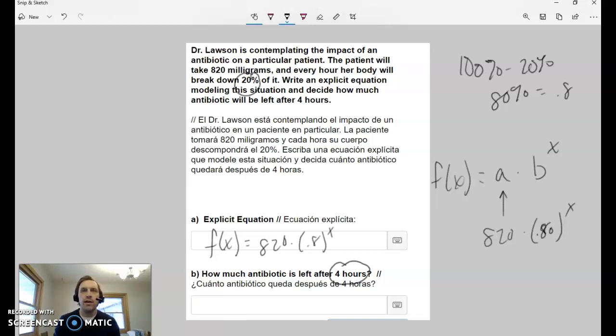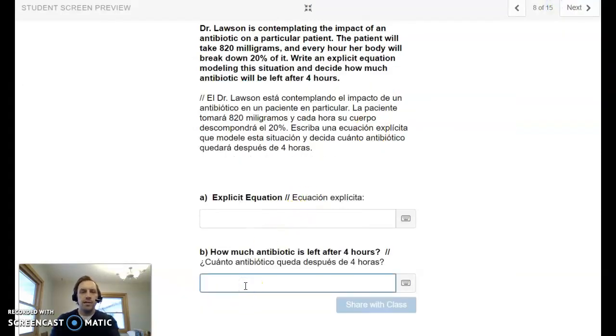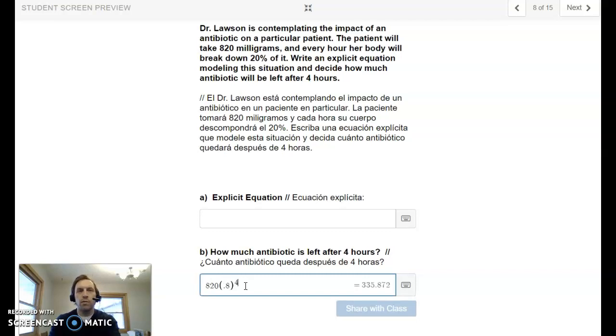Now if we want to find out how much it is after 4 hours, we're just going to create this equation, 820 times 0.8 all to the 4th power. And if you notice, we can do that right in here. 820 times 0.8 all to the 4th power. And it says 335.872. What would that be? We look back here, it's milligrams. So if you start with 820, after 4 hours, it's down to 335. That's how medication wears out, right?